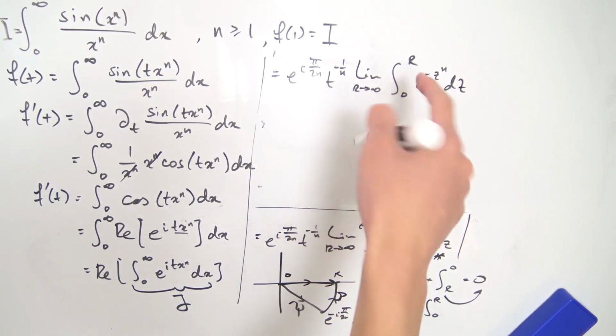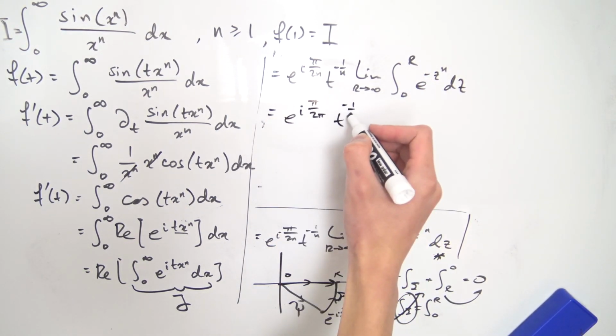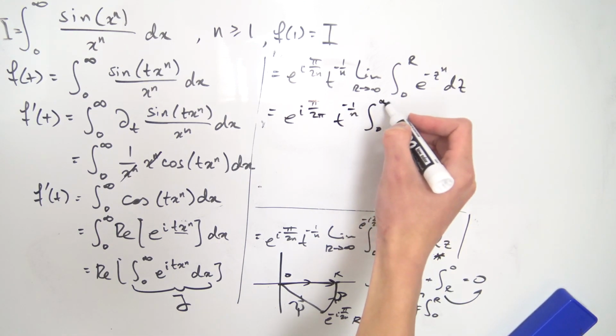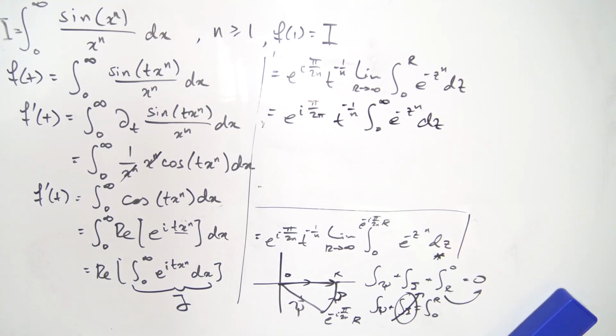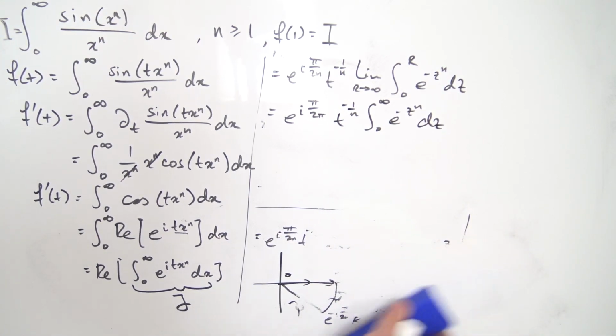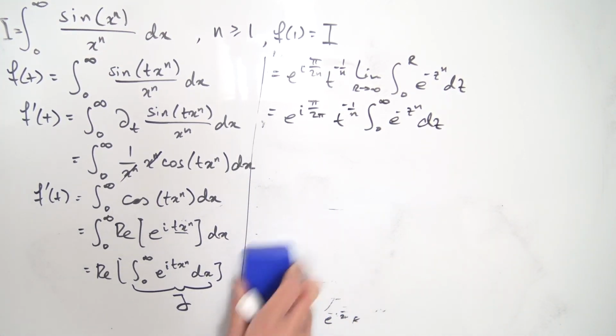But now let's just plug in r equals infinity, and we're going to get the integral from 0 to infinity of e to the minus z to the n dz. And just like I said before, this is what we wanted because we can turn this into a gamma function quite easily. And the way we're going to do that is we're just going to introduce a new substitution.